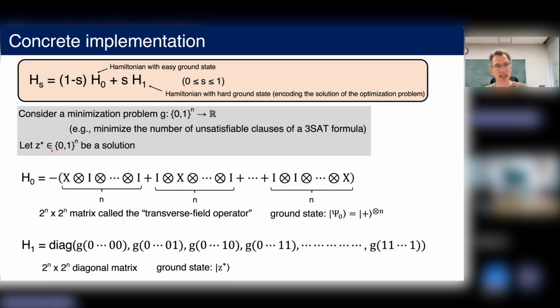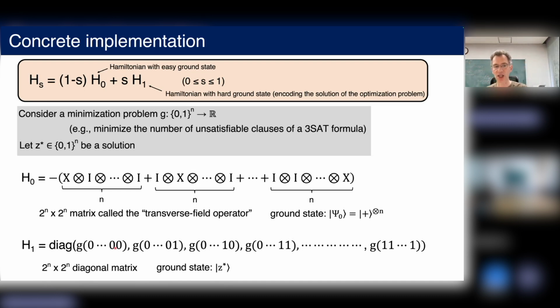Okay. And in this case, H1, which encodes the minimization problem, is simply a diagonal matrix, where each entry of the diagonal represents G evaluated at one of the strings. Okay, so you have 2 to the n strings, so this gives you a 2 to the n by 2 to the n diagonal matrix.